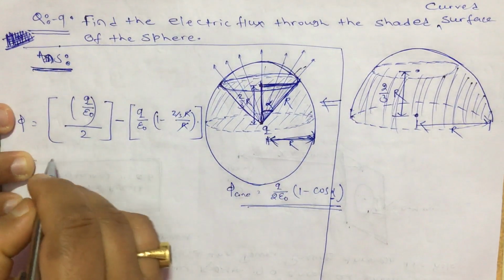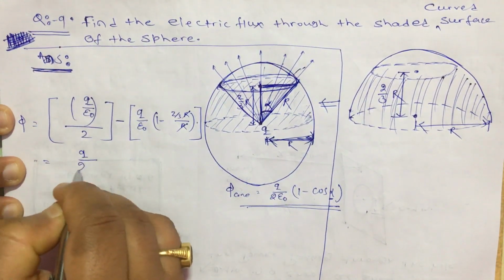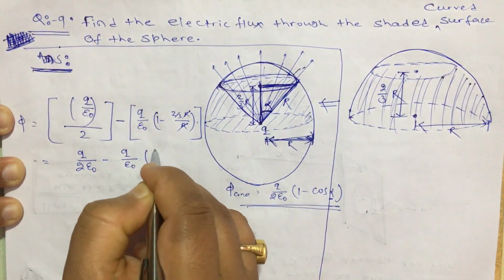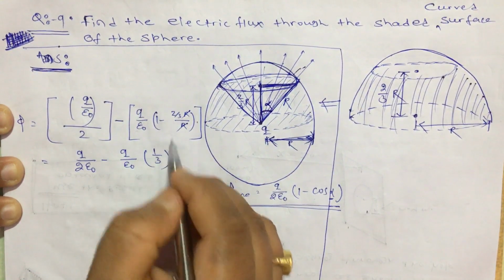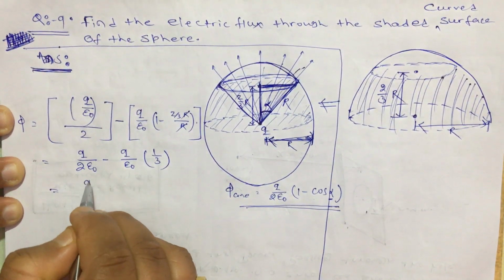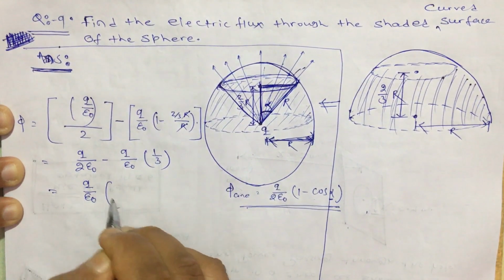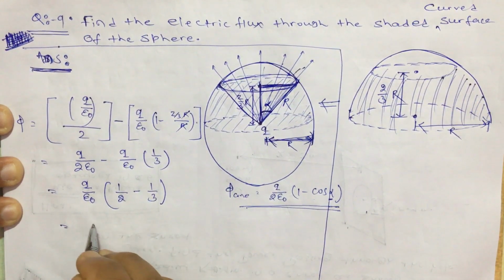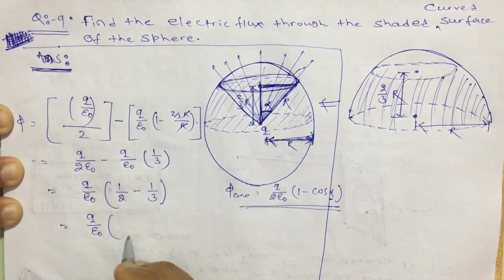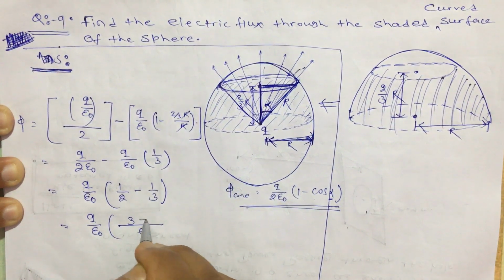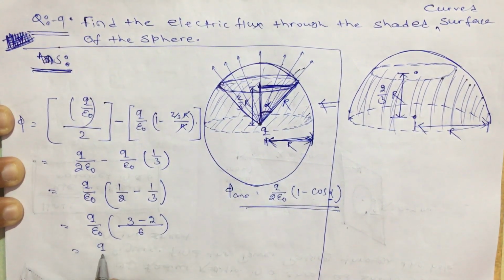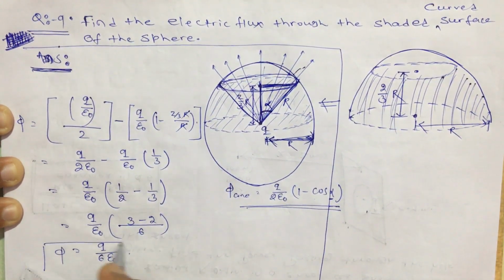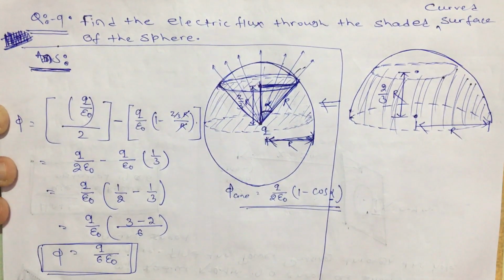So the r cancels out, and the remaining part is q by 2 epsilon naught minus q by epsilon naught into 1 by 3 (1 minus 2 by 3). If you take this common, it is q by epsilon naught times (1 by 2 minus 1 by 3), or the answer will be q by 6 epsilon naught. This is going to be the answer. Is it clear how we have done that?